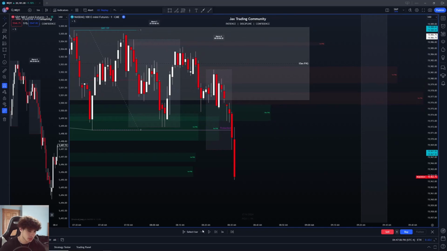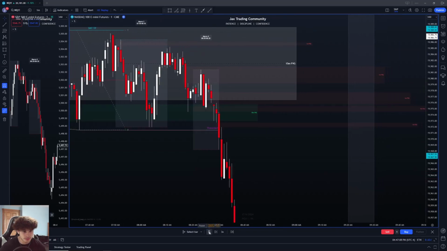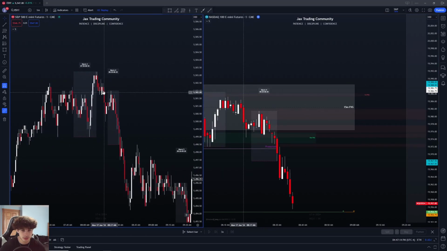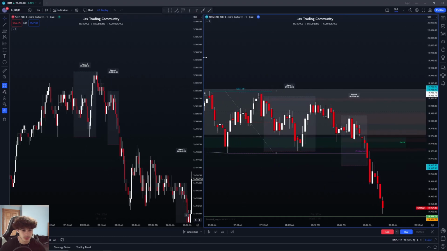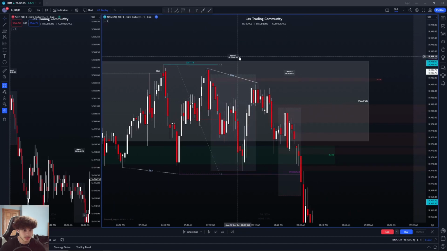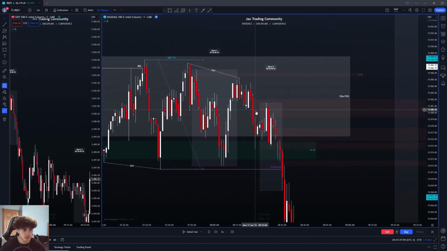But see what happens right here. We have this displacement down. So now I want to see, were there any SMTs? Yeah, we had an SMT right here. So now after looking at what happened, you can identify the models. So SMT right there. Right, this would be your entry off the SMT. It's as simple as this.